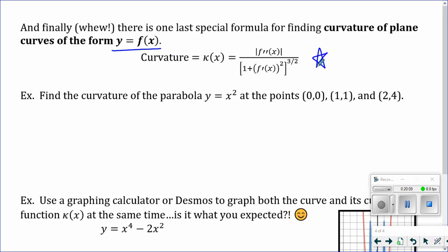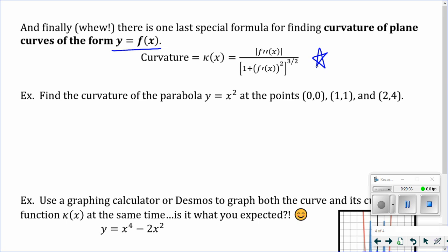It's the magnitude of the second derivative, or more like the absolute value of the second derivative, because we don't have a vector anymore, it's just the absolute value. And the bottom, 1 plus the first derivative squared to the 3/2 power. Okay, so let's take a look. We're going to use it right here. Find the curvature of this parabola at these points.